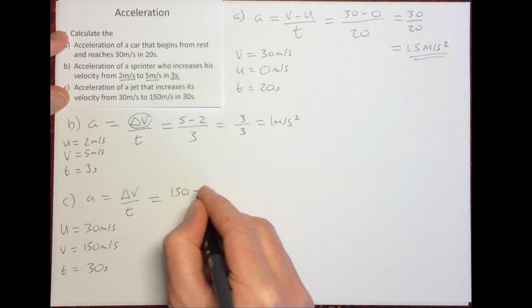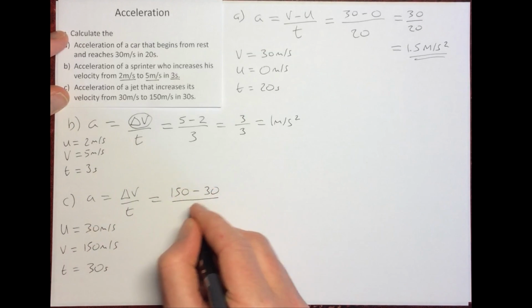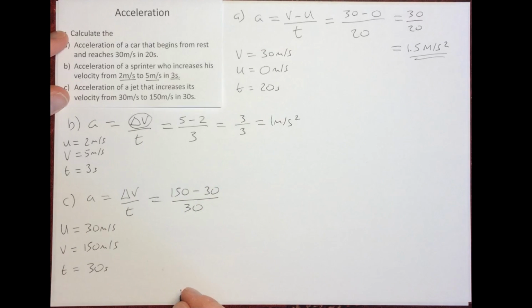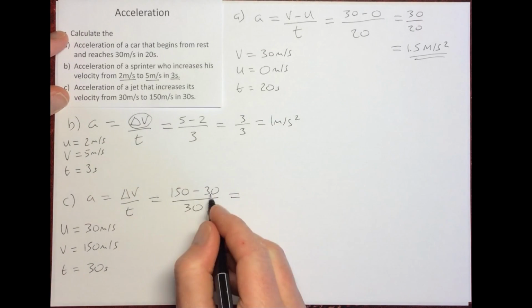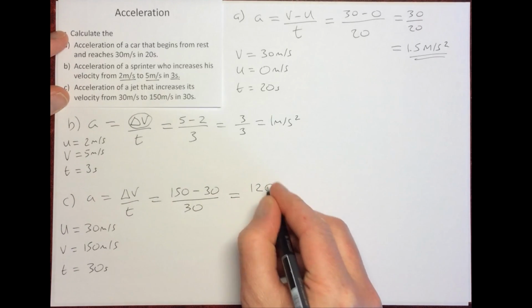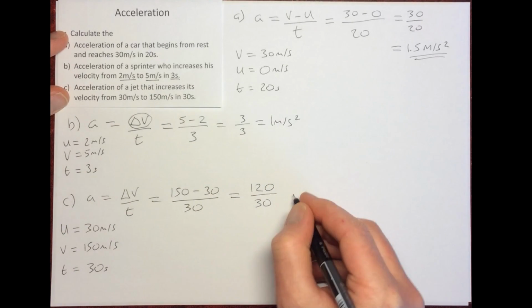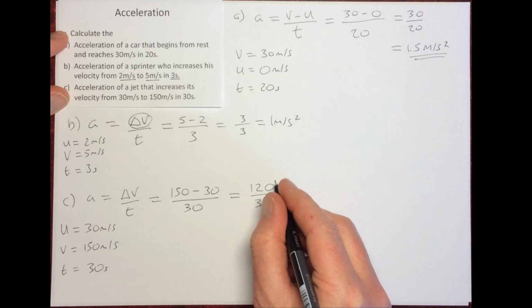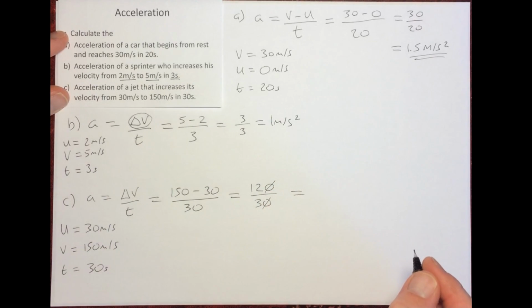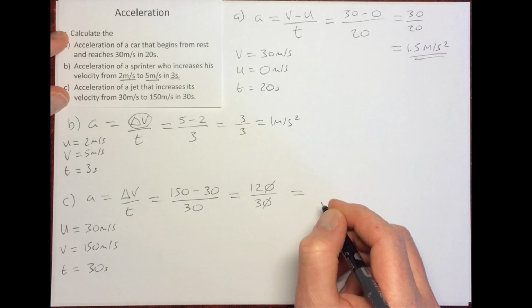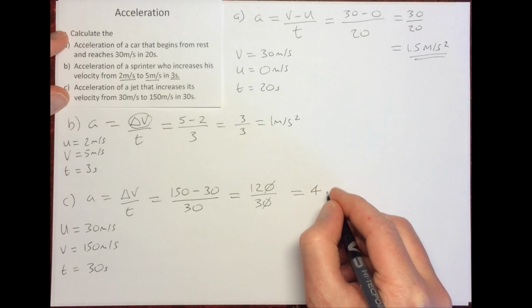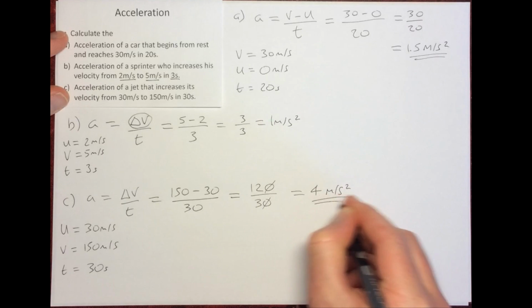So 150 take away 30, and then we're dividing that by the time, which is 30 seconds. So basically what we've got here is 150 take away 30 gives you 120, and then we're dividing that by 30. If you want, you can cancel those zeros out there. And then 12 divided by 3 is going to give you 4 meters per second squared. So there we go.